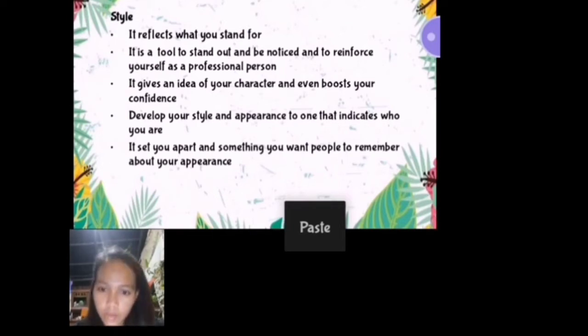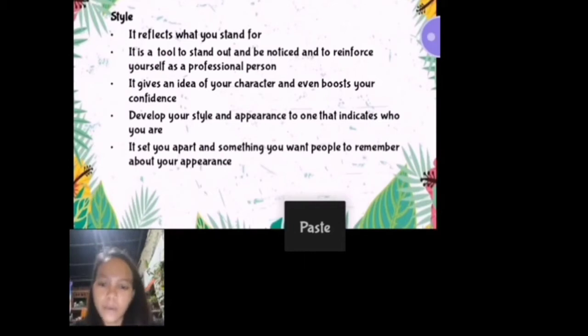Then fourth, develop your styles and appearance to one that indicates who you are. Yes. As your journey goes by, your appearance develops, and your outlook gets higher until you reach a point where it's different already, and you have your own standard.